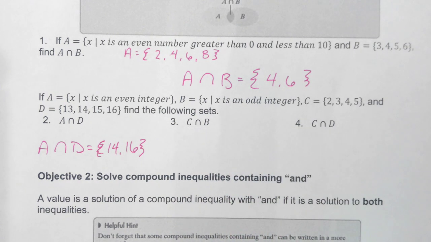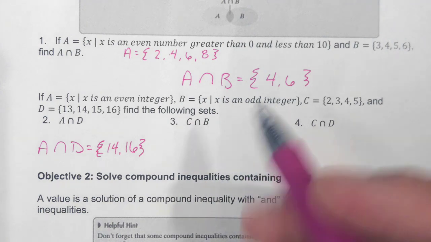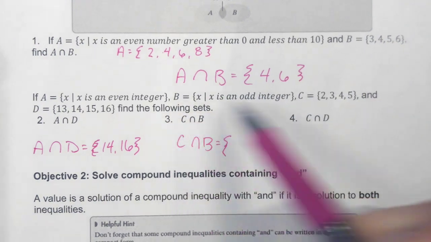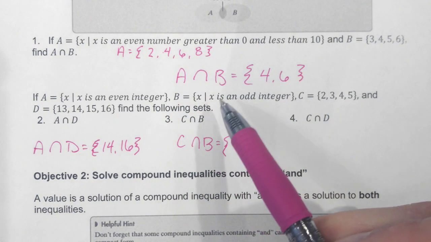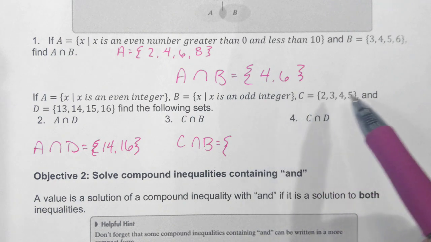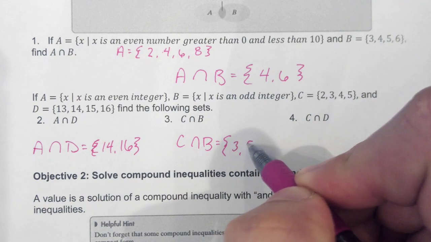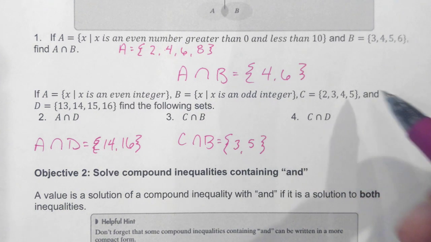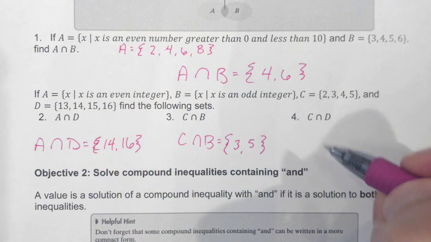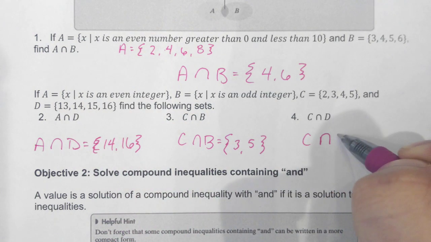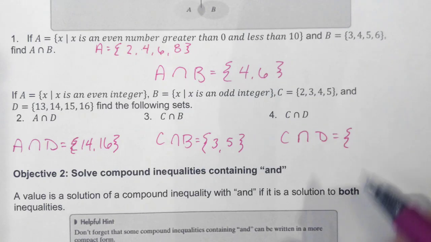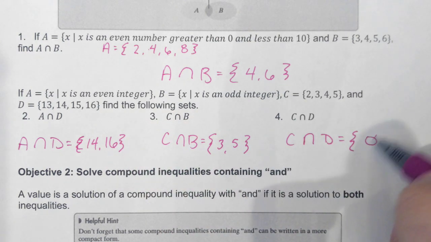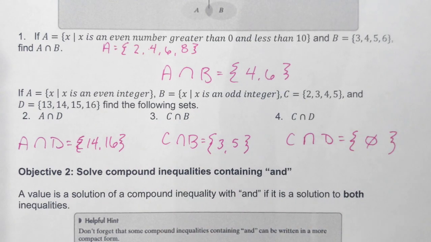If you want to try 3 and 4 now, pause if you want. Otherwise, I'll keep going. The intersection of C and B this time. C is 2, 3, 4, and 5. B is the odd numbers. What are the odd numbers that are in C? That would be 3 and 5. And then 4, the intersection of C and D. C is 2, 3, 4, and 5. D is 13, 14, 15, and 16. What's the intersection of C and D? There's nothing in common between C and D, so we would say it's the empty set, or we can put no solution in the set.